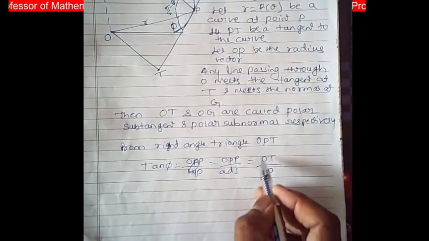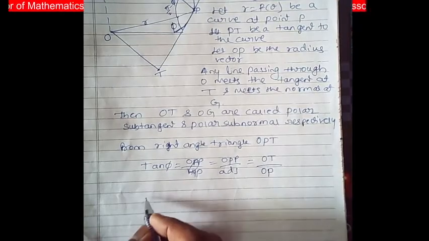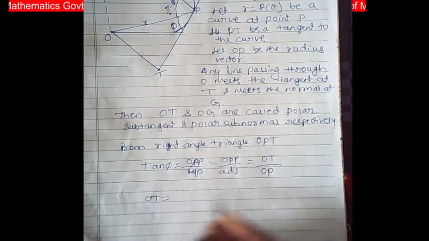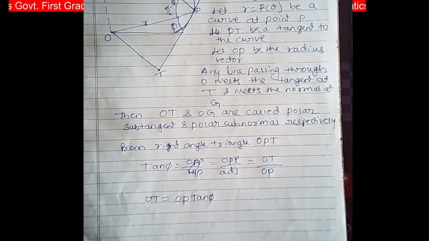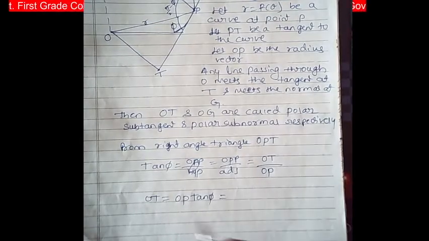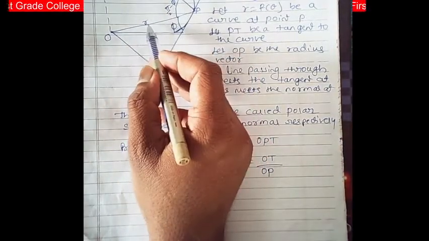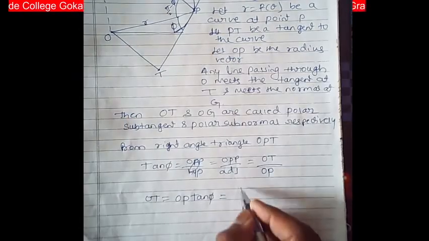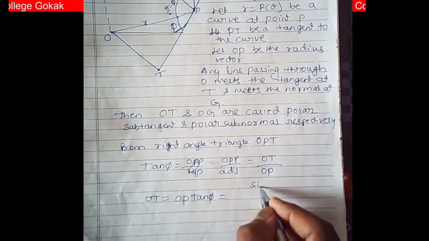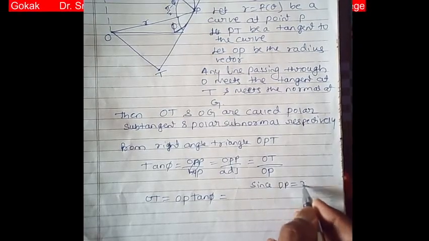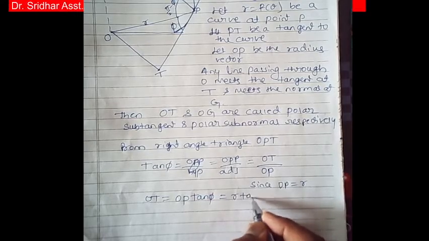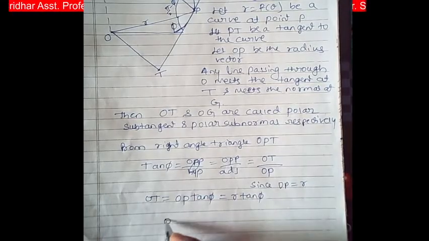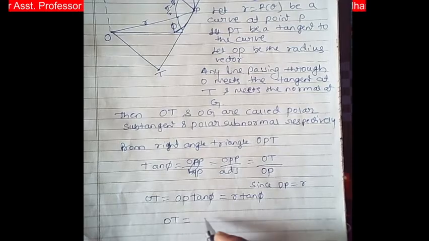So now we find the expression for OT. Cross multiplication gives OT is equal to OP into tan phi. OP is the radius vector, which is equal to r. So substitute here, OT is equal to r into tan phi.